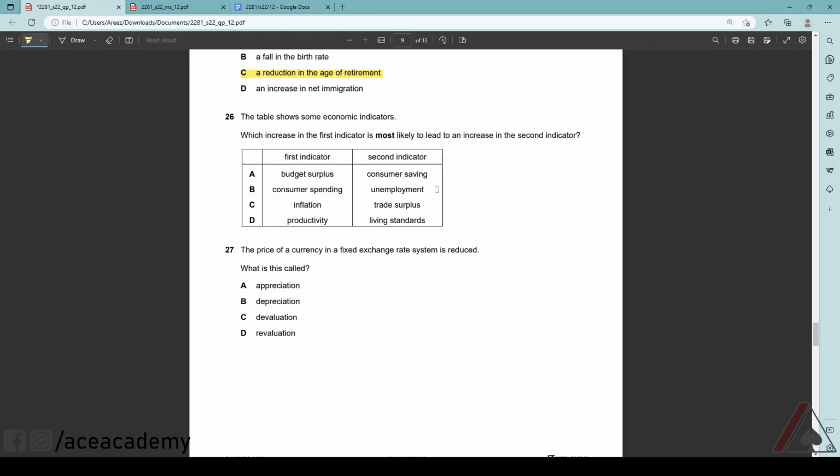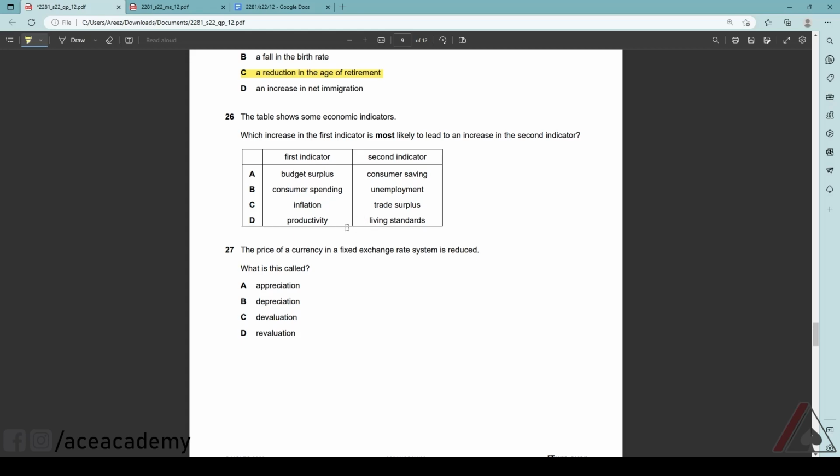If there is higher consumer spending, will that increase unemployment? The answer is no. If there is higher consumer spending, there would be higher demand. And to meet that high demand, producers would need a high number of workers to supply a higher supply, right? So therefore, there would not be an increase in unemployment. The opposite would happen. There would be a decrease in unemployment. So B is not the answer.